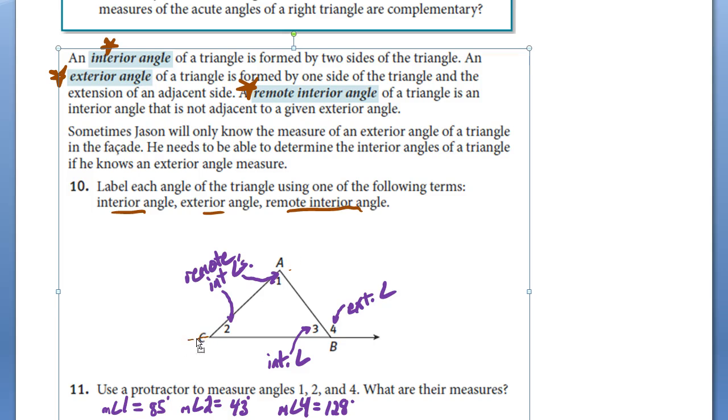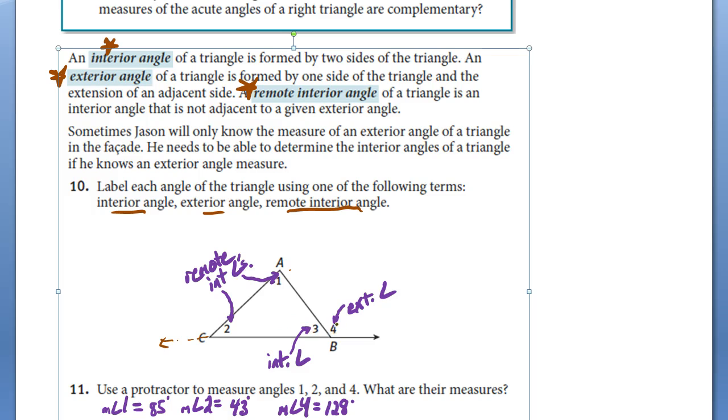Please understand that we could extend other sides of the triangle and create other exterior angles. We could have extended this direction and created an exterior angle here that's adjacent angle 2. But in this particular drawing, the only exterior angle shown is angle 4. The angle that's adjacent to 4 and inside the triangle, we're going to label that as an interior angle. Now, angle 1 and 2 are also interior of the triangle, but these are remote interior angles because they're not next to angle 4.